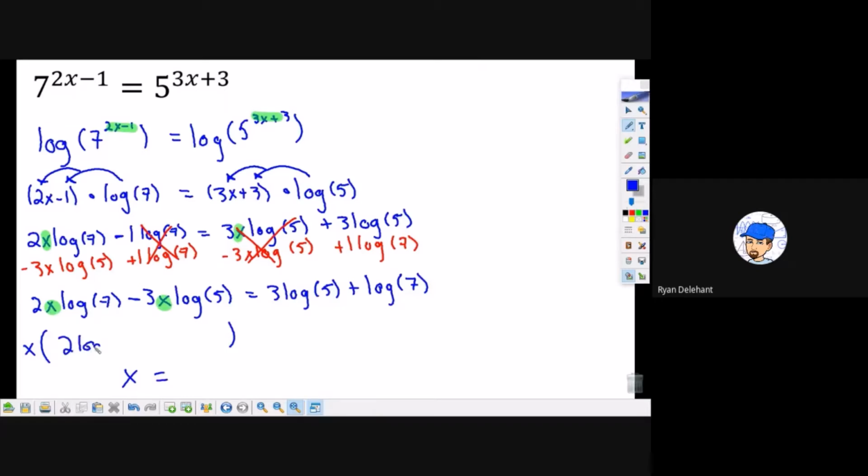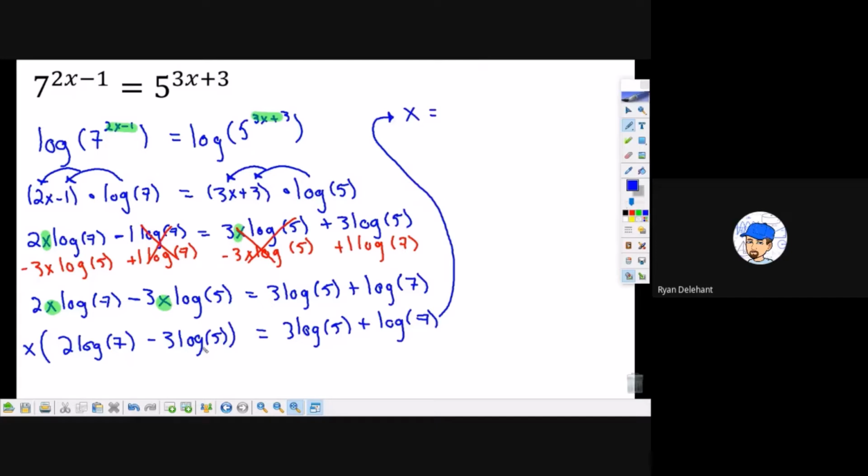2 log of 7 minus 3 log of 5, which is a number that I can plug into Desmos calculator and I can find that value. That's still equal to this stuff. We're almost there. So we're going to take this up here.